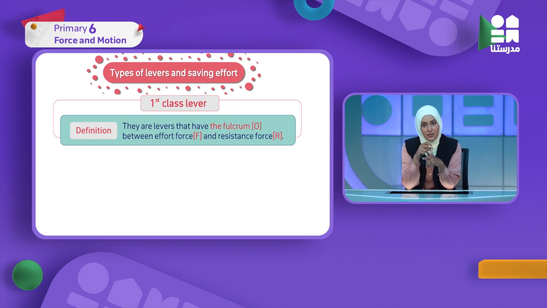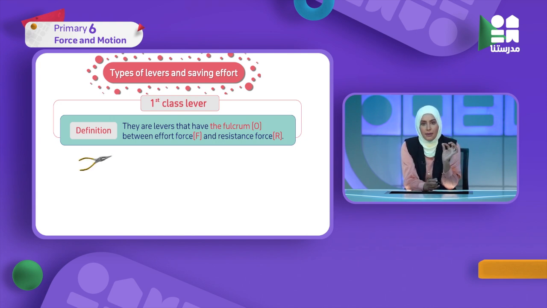In first class lever O is in between, which is the fulcrum. Second class lever R is in between, which is the resistance. Third class lever force in between. Okay? Well, in first class lever I have a lot of examples.